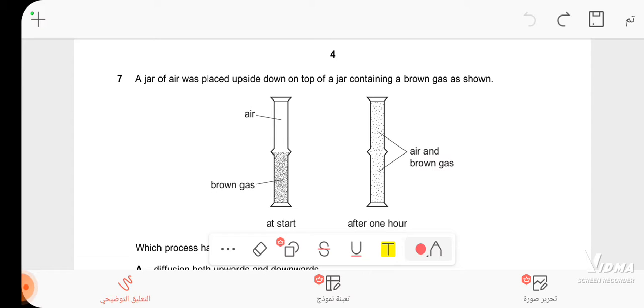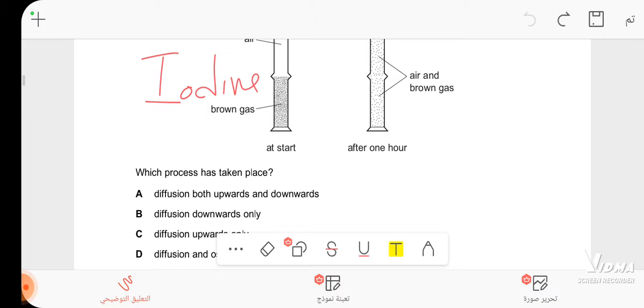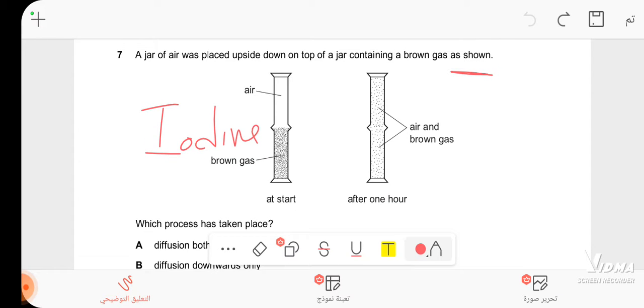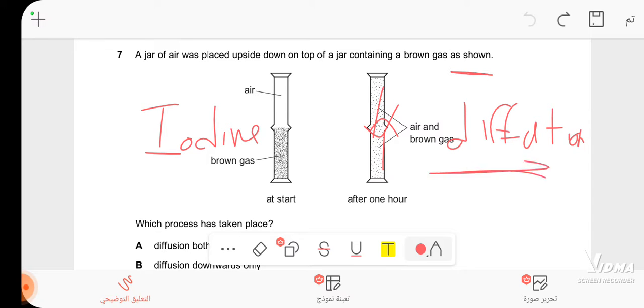A jar of air was placed upside down on top of a jar containing brown gas. Do you remember the experiment in chemistry also of the diffusion of iodine? It is easy. So diffusion of iodine. Which process has taken place? As you know, diffusion occurs randomly. You have to remember that diffusion is the process by which particles move in random motion, without any external force.